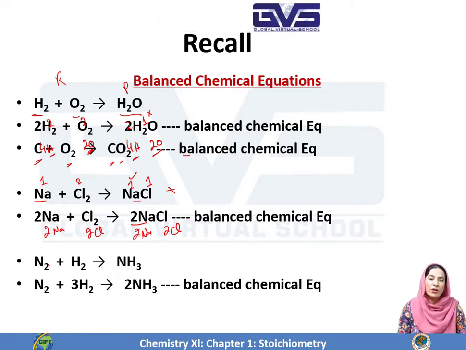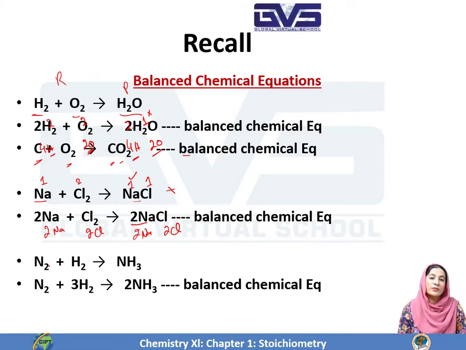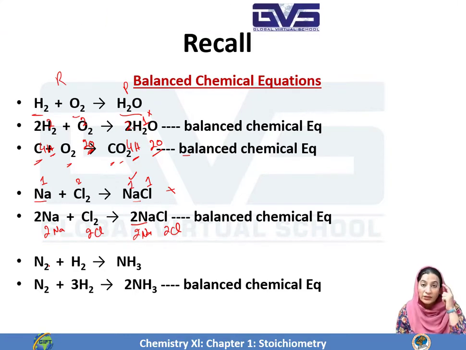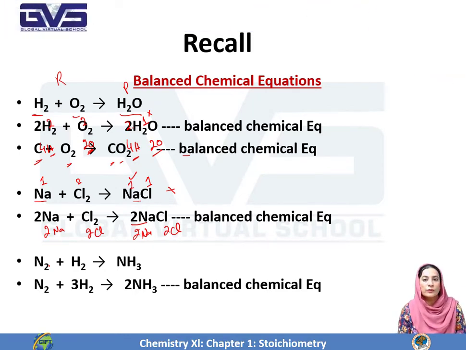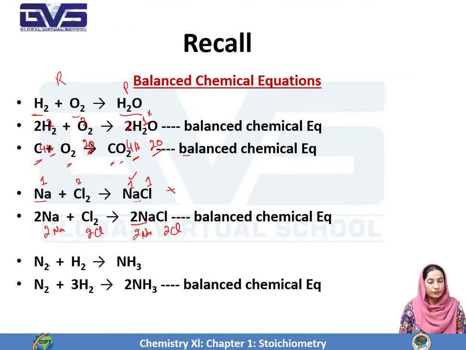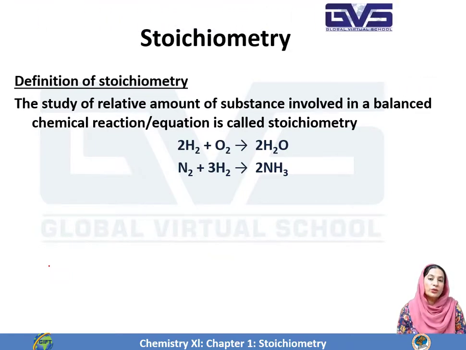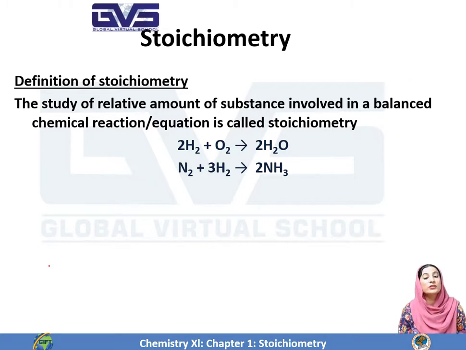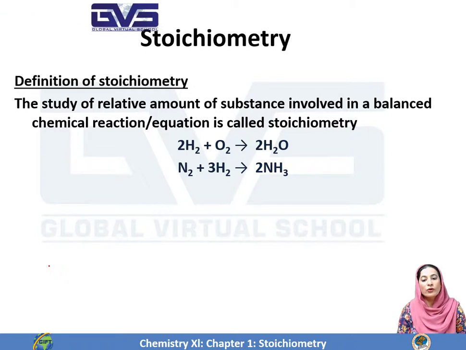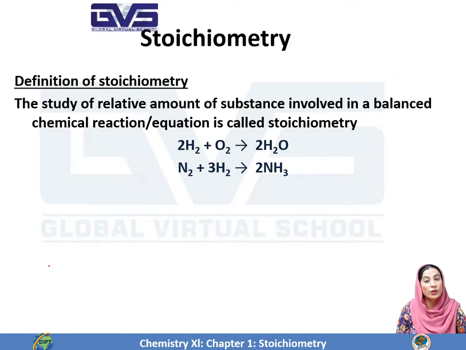You have a lot of examples in any book, of equations that are balanced or not balanced. Stoichiometry basically is based on the balanced chemical equation. So keep this in your mind that whenever you talk about stoichiometry, you have the balanced chemical equation. Now come to the topic, that is stoichiometry. If you are given the question, what is stoichiometry, then you have to define it. Its definition is, this is the study of relative amounts of substances involved in a balanced chemical reaction or balanced chemical equation.